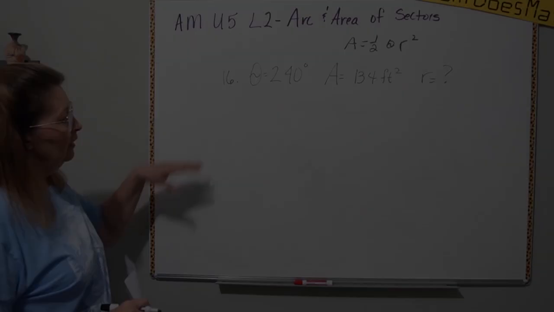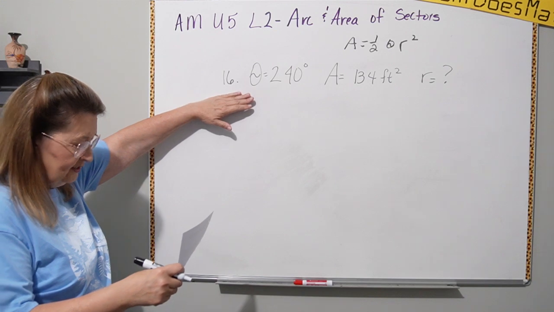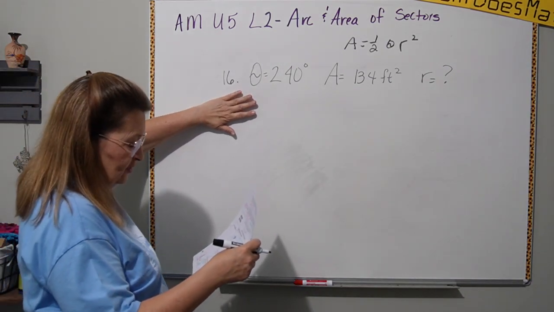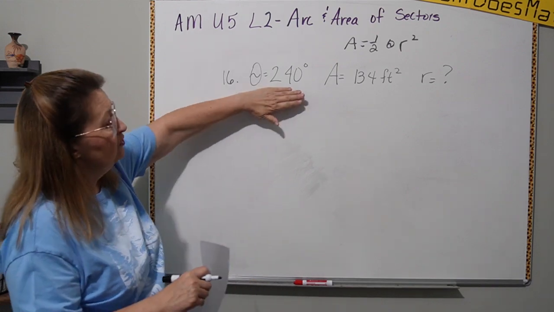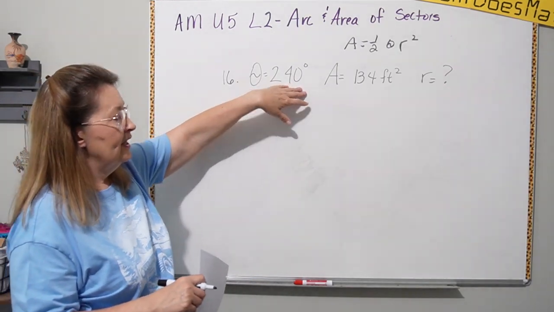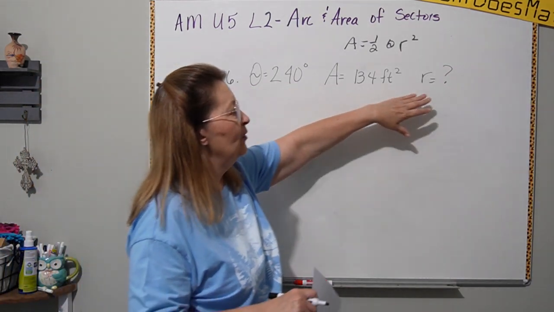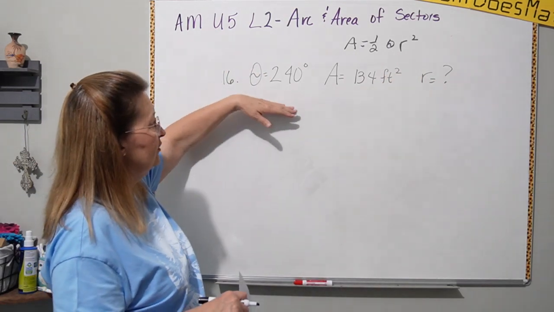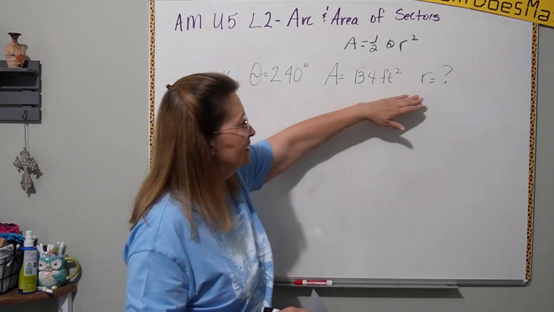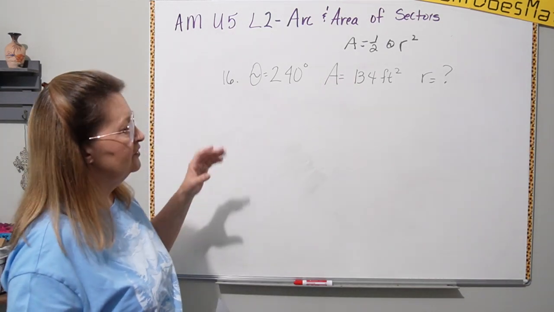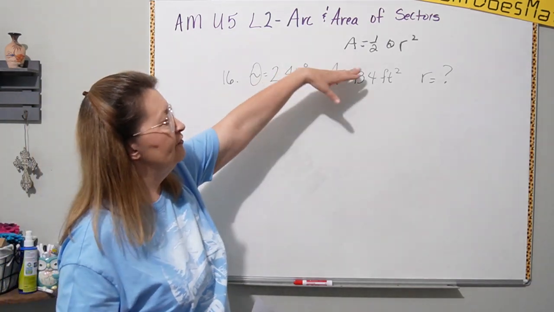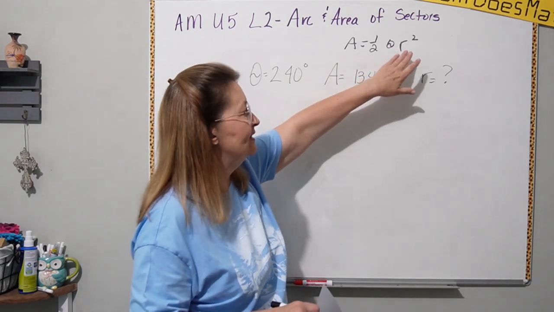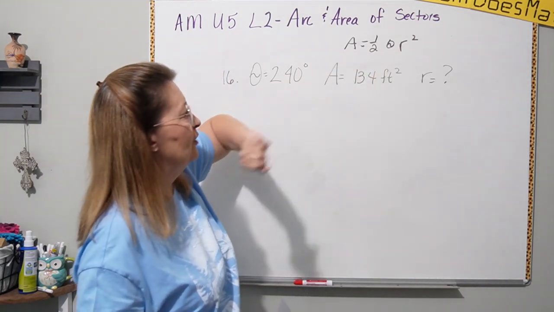Okay, so for number 16, they tell us that the area of a sector of a circle that has a central angle of 240 degrees is 134, and they want us to find the radius. Now this one's a little bit different because usually they're giving you the angle and the radius and you're finding area. So let's work through it. We're just going to fill in different things. You're going to be filling in for area and finding radius instead of filling in for radius, finding area.